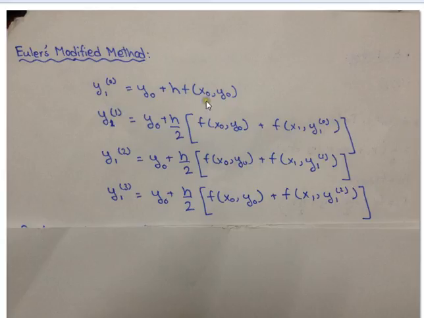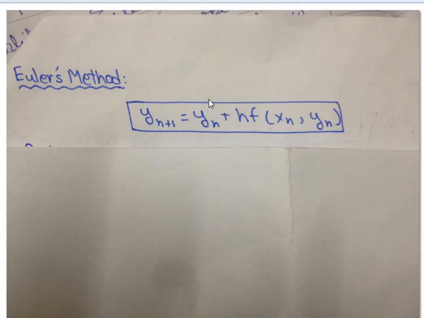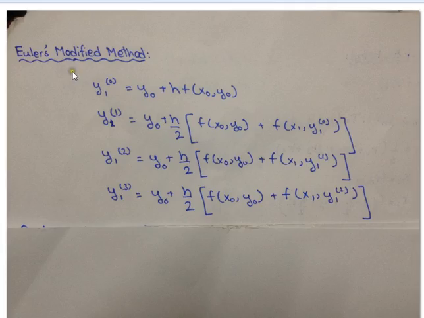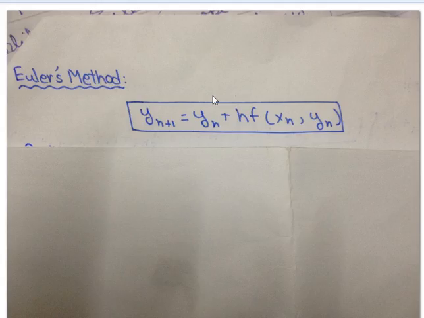We can see that both of these equations are pretty similar to each other. Euler's modified method has some extensions to it, some more equations, which makes it a much more detailed process with more iterations, and the whole thing is much more accurate. We will now solve a question using Euler's modified method.